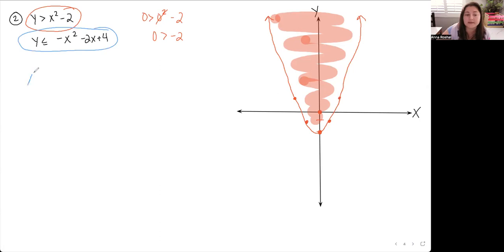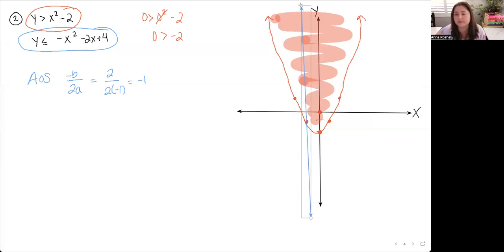Again, same business. I'm looking for my axis of symmetry with negative b over 2a. Since b is negative 2, I'm going to make it positive. So 2 over 2 times negative 1. So that gives me negative 1 as my axis of symmetry. So go ahead and find negative 1, and here that is.